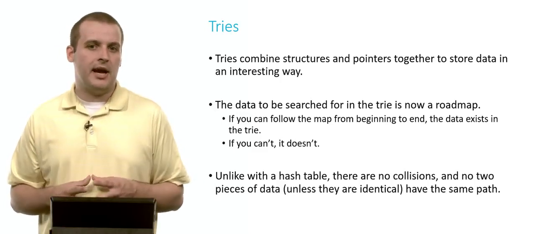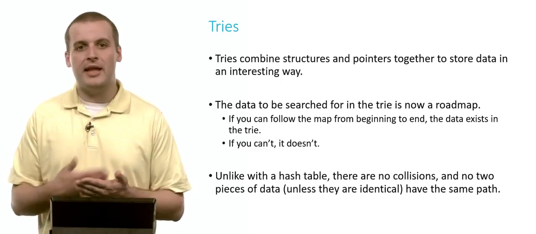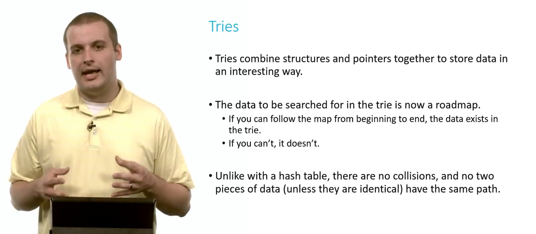Again, the keys here are guaranteed to be unique, and so unlike a hash table, we'll never have to deal with collisions here. And no two pieces of data have exactly the same roadmap unless that data is identical. If we insert John and then we search for John, that's two identical pieces of data. But otherwise, any two pieces of data are guaranteed to have unique roadmaps through this data structure. And we're going to take a look at a visual of this in just a moment.